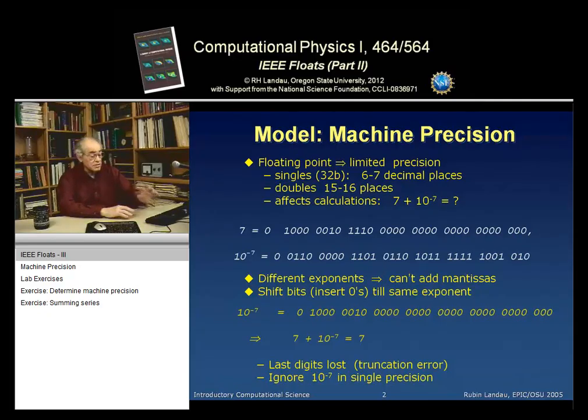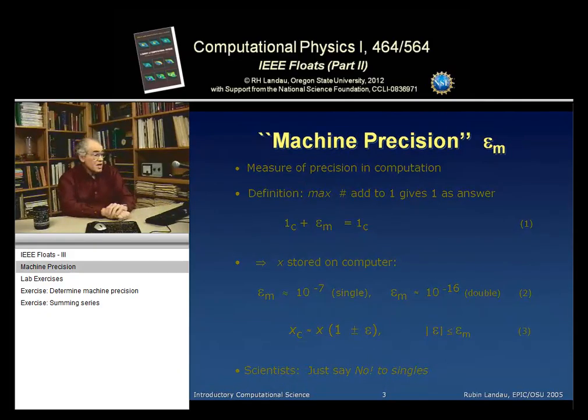Okay, so that's a serious problem. So what is this machine precision? Well, as I said, this machine precision is a measure of the precision of any computation you do. It's a measure of the best precision you can get from that operating system, that computer language.